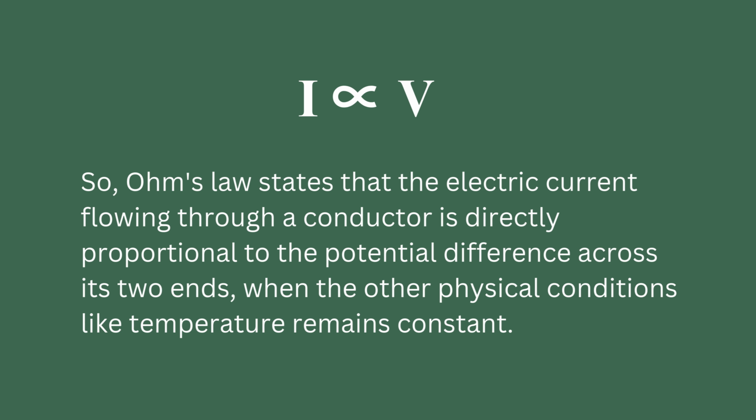So, this directly proportional relation between the potential difference V across the wire and current I means if the potential difference V is changed, the current I will also change in the same proportion. For example, if the potential difference is doubled, the current also gets doubled. And if the potential difference is reduced to half, the current will also be reduced to half.